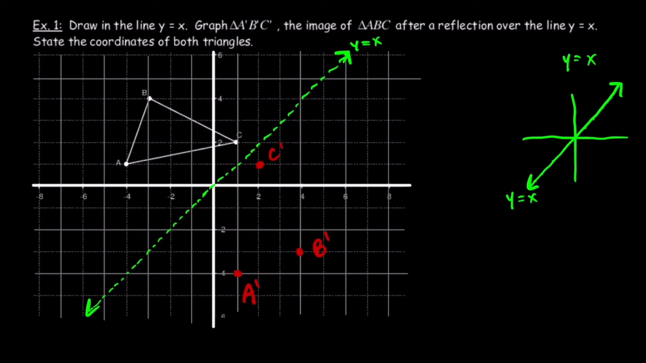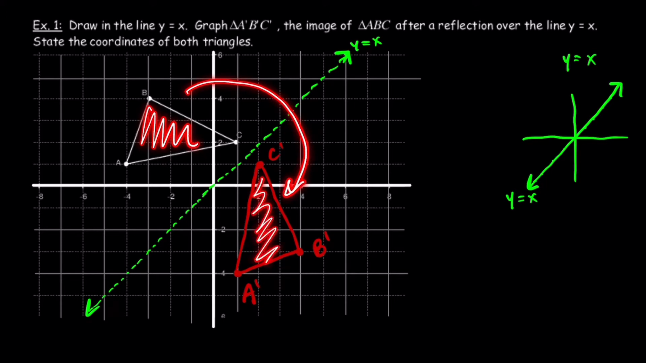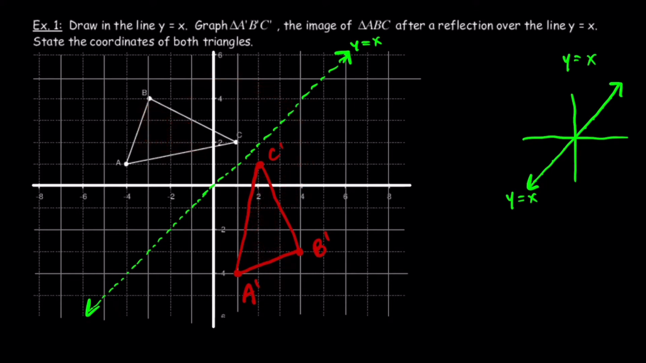Now if I sketch in this triangle, I should have a triangle that's exactly the same size and shape as the original one. And if you were to take your paper and fold it on this line y equals x, this triangle would fold on top of this triangle here. Well, what are those coordinates? Because I do need to write the coordinates here. This says state the coordinates of both triangles. Okay, so let's do that.